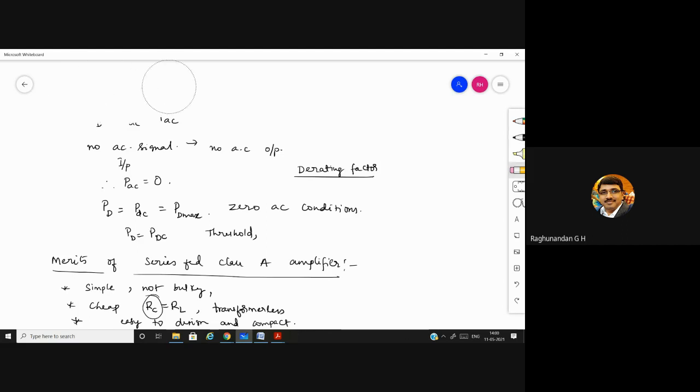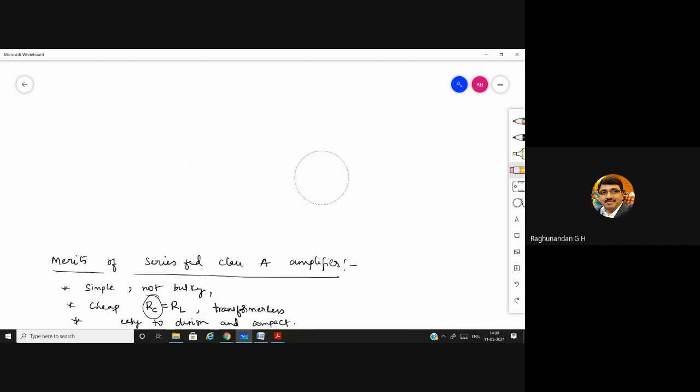Looking at the demerits, we have a lot of demerits with respect to this. Can anyone tell me a demerit for this? Sir, losses, sir. Losses. Efficiency is very less, so harmonic losses are high. Yes, very good. Efficiency is very less. This is one of the major demerits or drawbacks which we have. And since the efficiency is very less, obviously power dissipation is more.